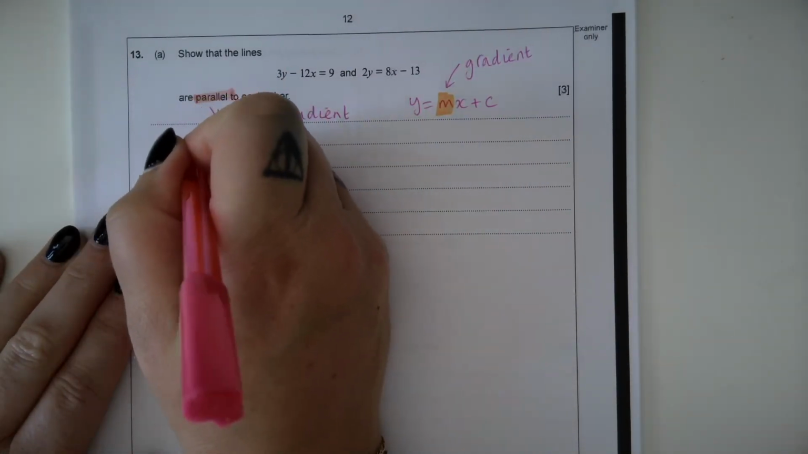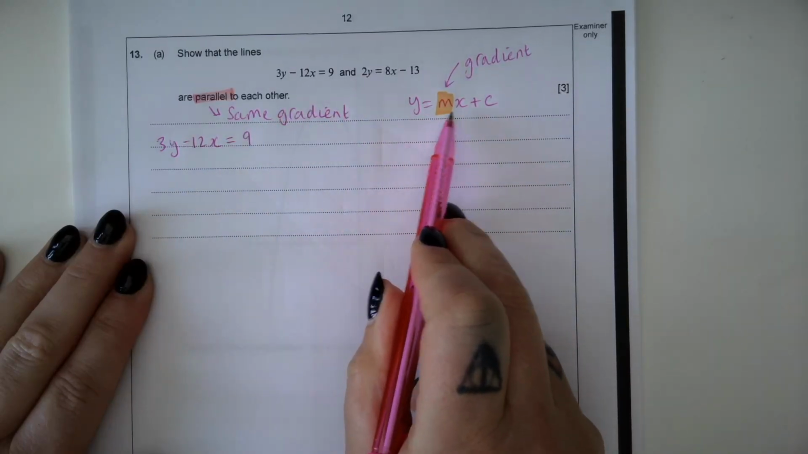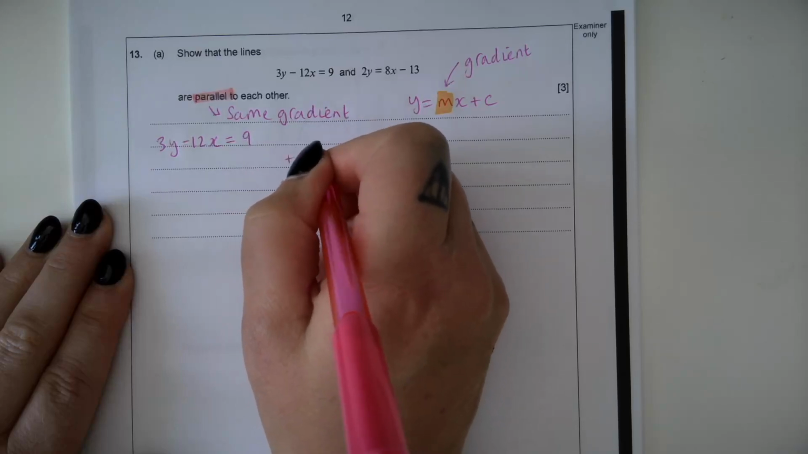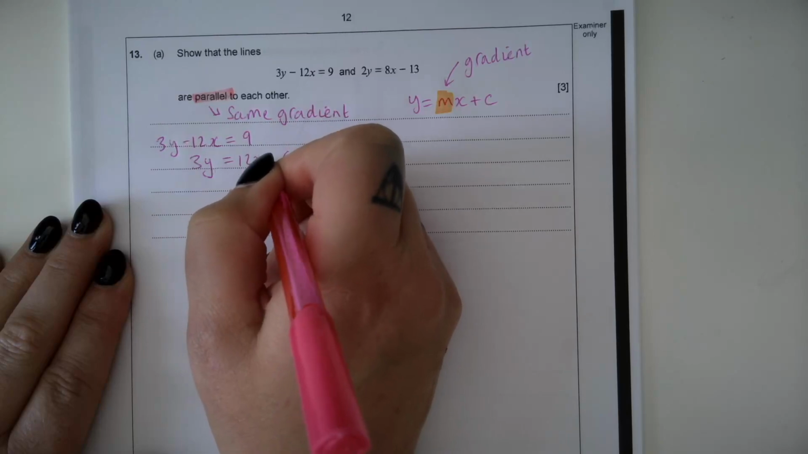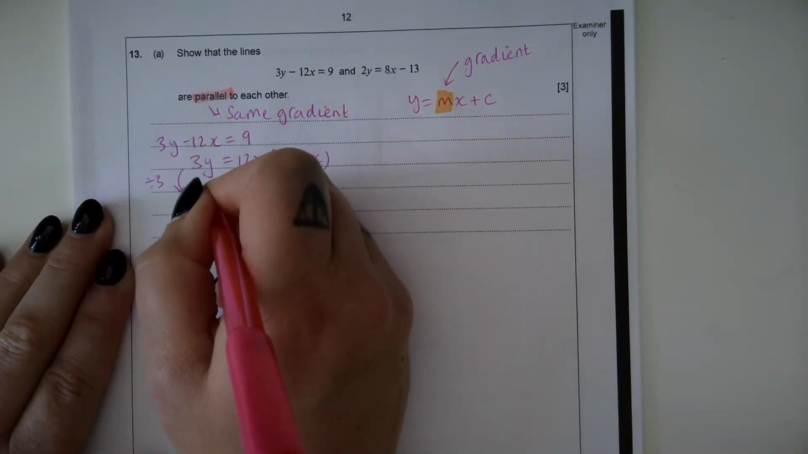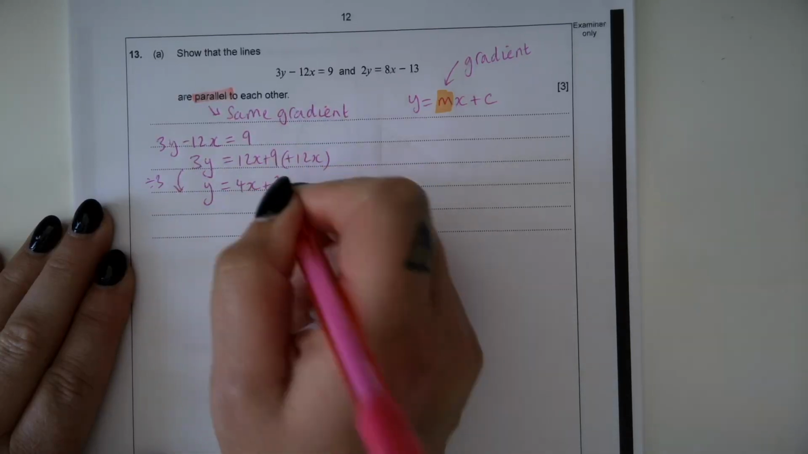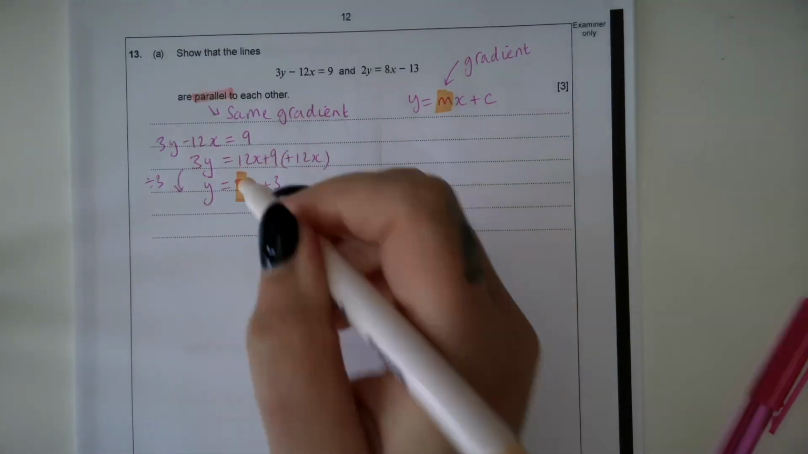We have 3y subtract 12x equals 9. Now I want it to be y equals mx plus c. So the first thing I'm going to do is add 12x. That would leave me with 3y equals 12x plus 9. And then I'm going to divide by 3. So y equals 12 divided by 3 is 4, 4x plus 3. So the gradient of this line is 4.